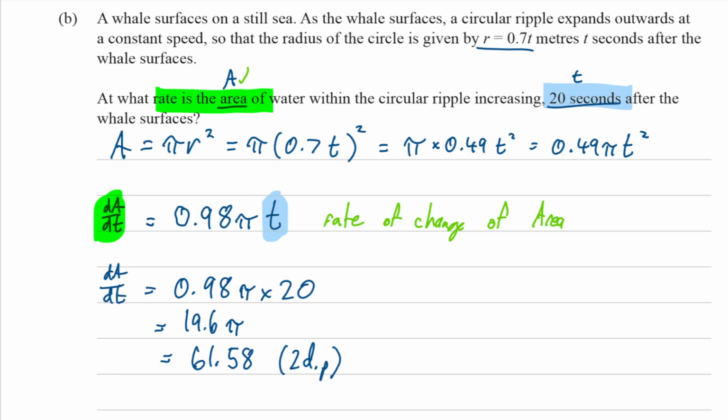The units for that, the rate of change of area: area is units meters squared, and a rate of change, so with respect to time, is per second, or meters squared per second.